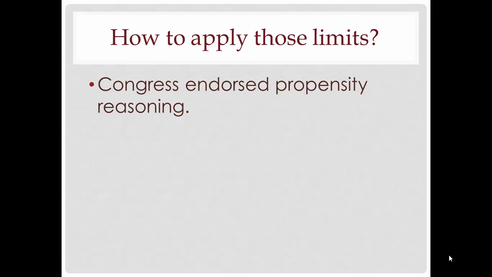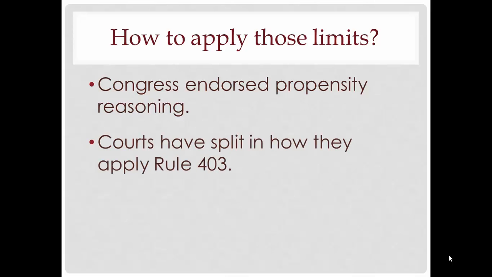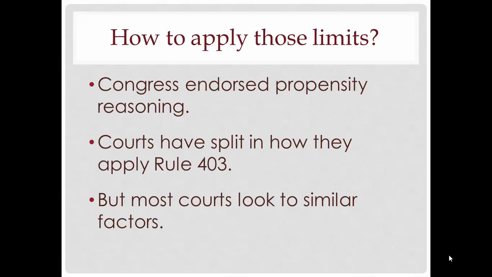Congress, however, explicitly endorsed propensity reasoning when it adopted Rule 413. Under those circumstances, what type of facts will make evidence of a prior sexual assault unfairly prejudicial? Conversely, what facts will reduce probative value? Courts have split in their application of Rule 403 to evidence admissible under Rule 413, but most of them look to a similar set of factors, which are listed on page 403 in the textbook.